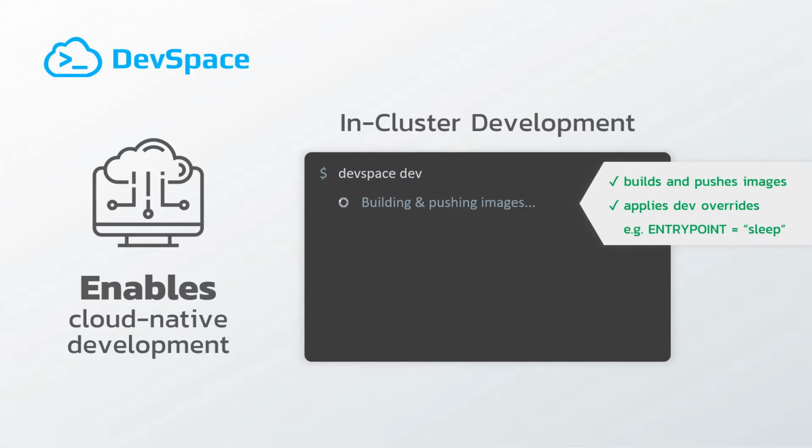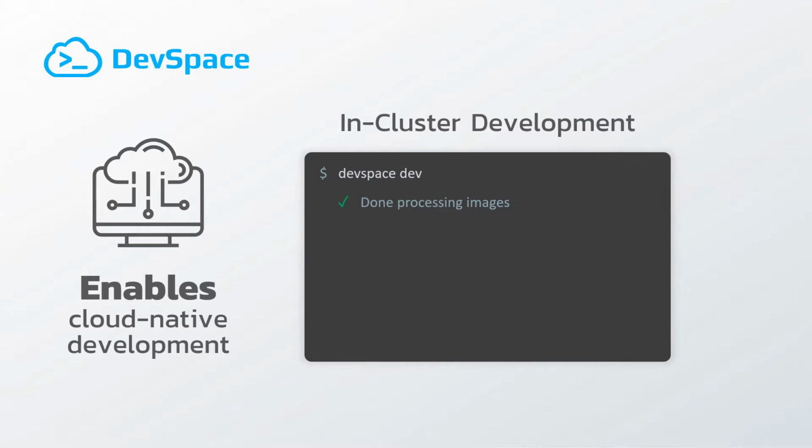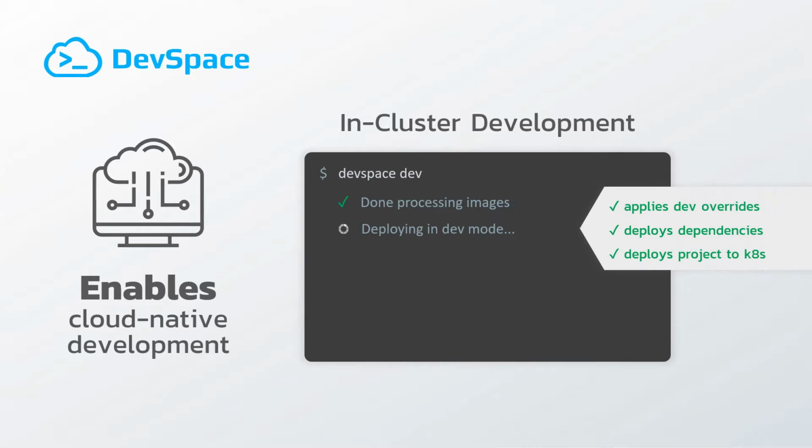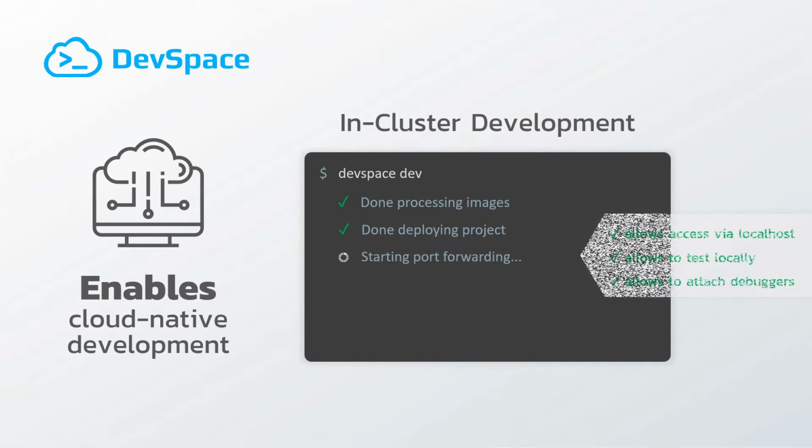This is often helpful, as you might want to start your application with a different command than in production. Or you even want to start your application manually. In this case, you simply tell DevSpace to override the entry point with a sleep command. After building and pushing your images as well as deploying your project and its dependencies, DevSpace starts the development features.